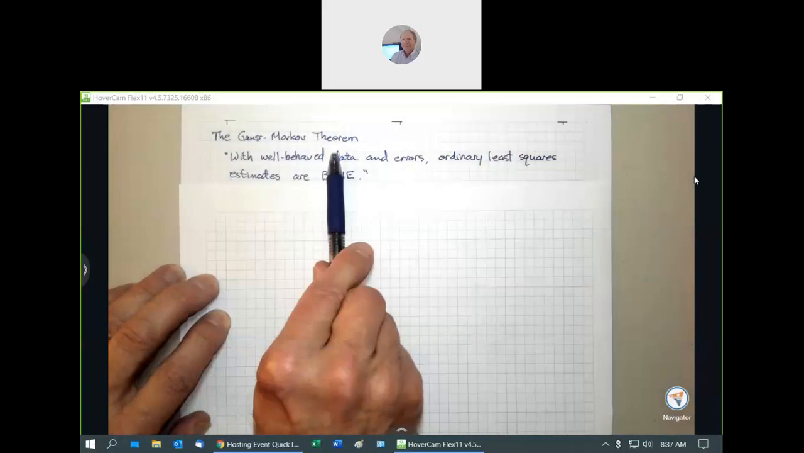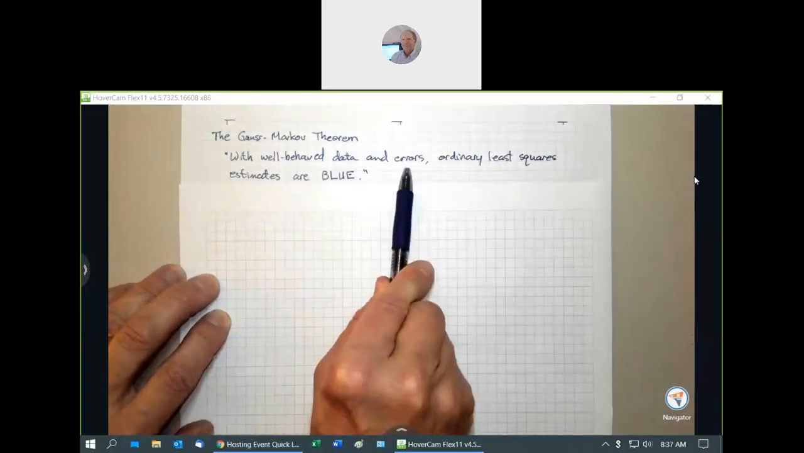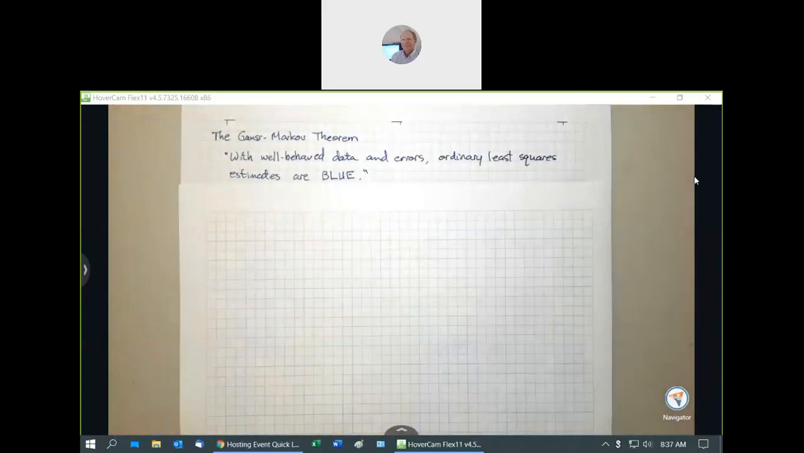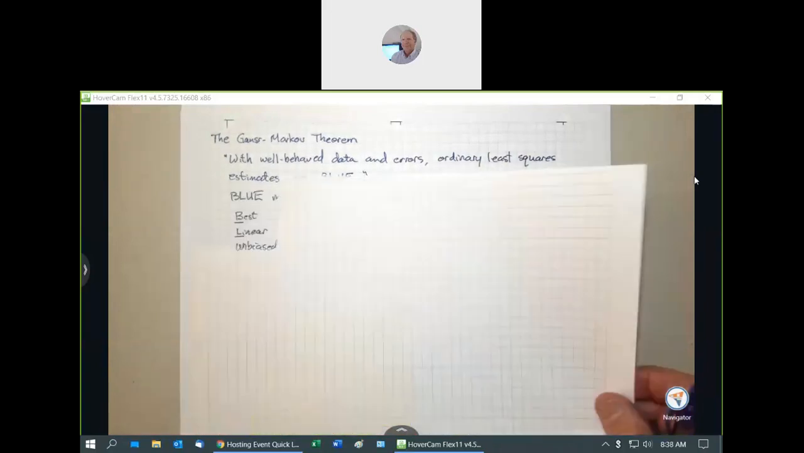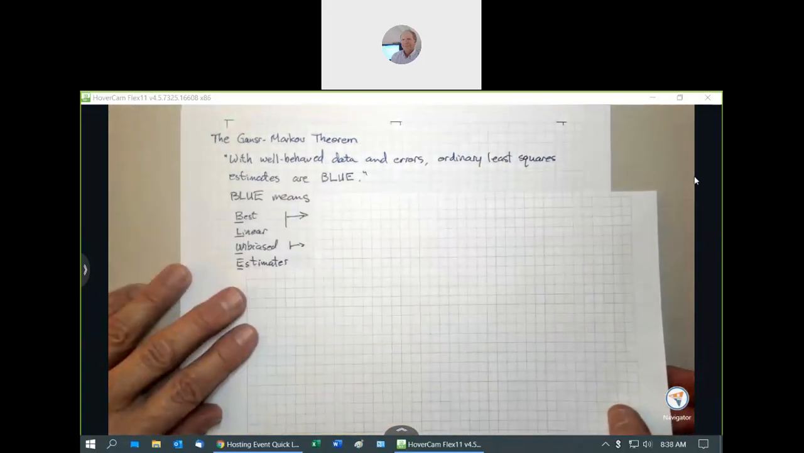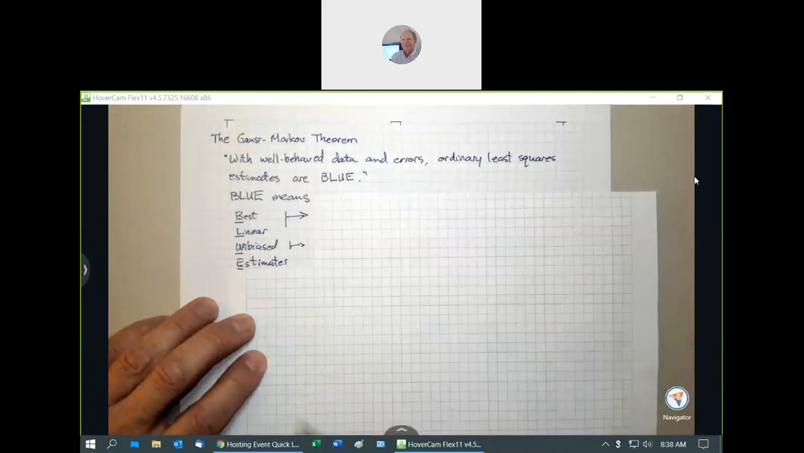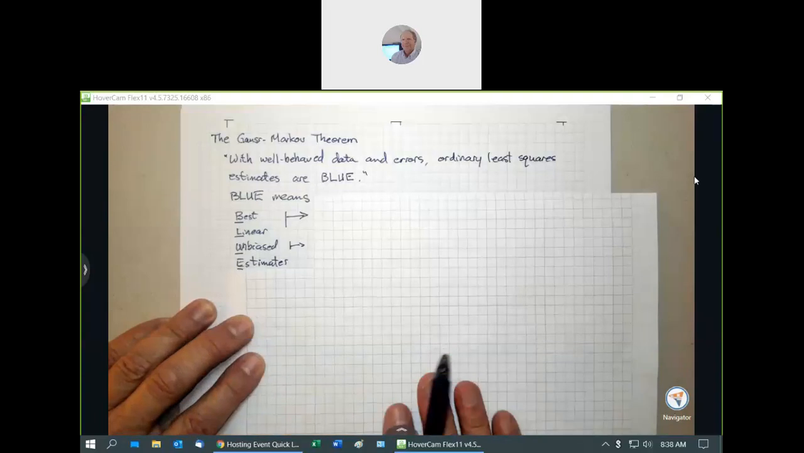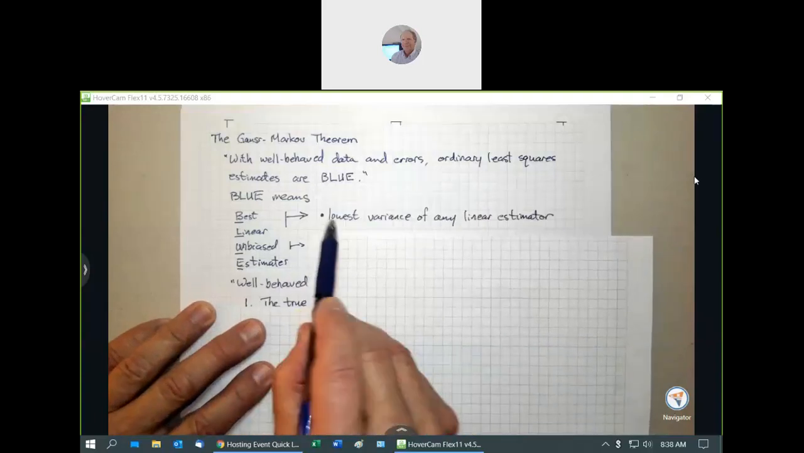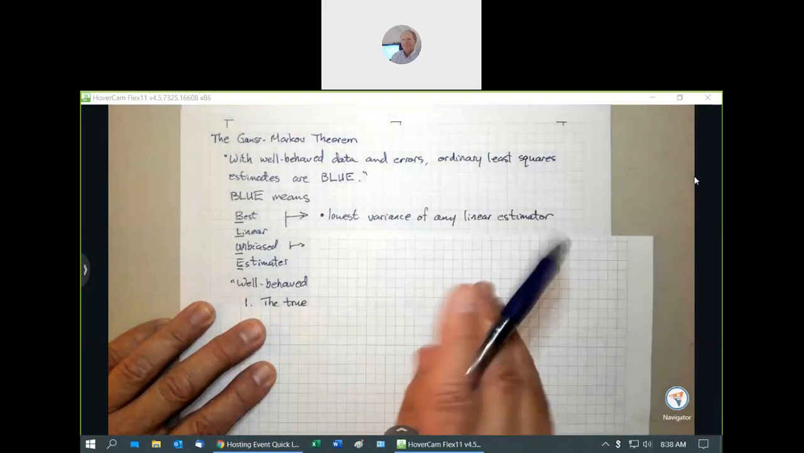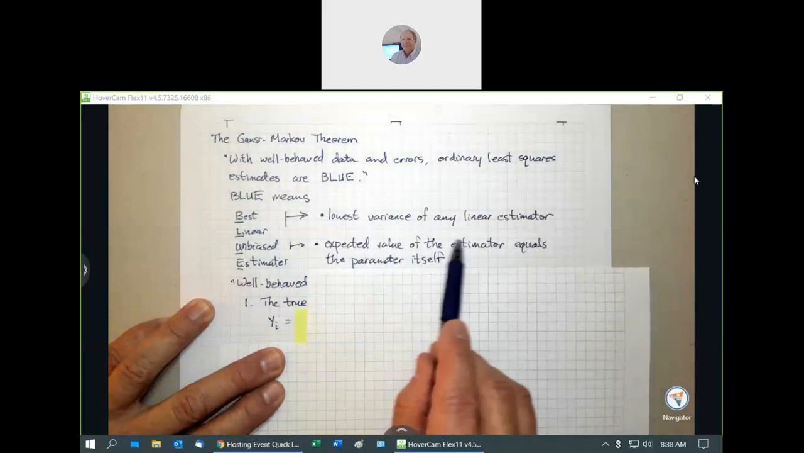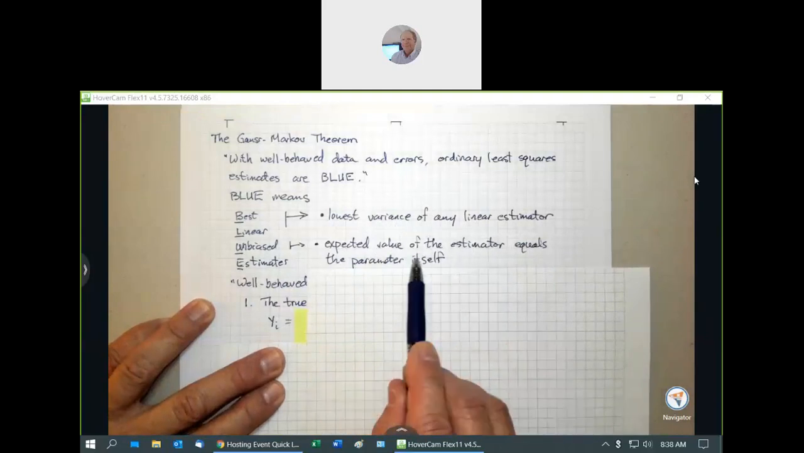The Gauss-Markov theorem says that with well-behaved data and errors, ordinary least squares estimates are "BLUE." It's in quotation marks because this is a rather intuitive wording of the Gauss-Markov theorem. Let's see what that really means. BLUE means best linear unbiased estimators. All four parts. Best linear unbiased estimators. Best in this sense means lowest variance of any linear estimator. And unbiased means that the expected value of the estimator equals the parameter itself.